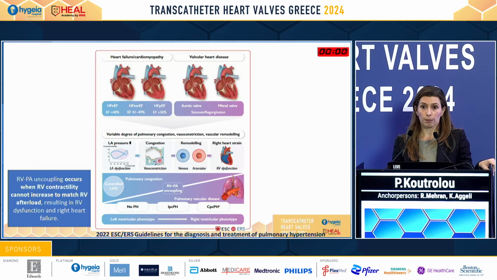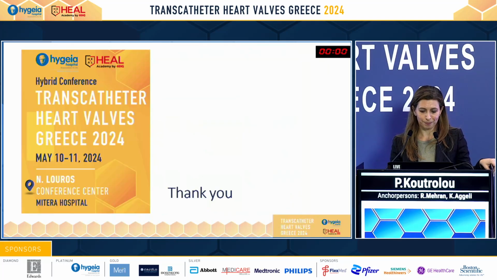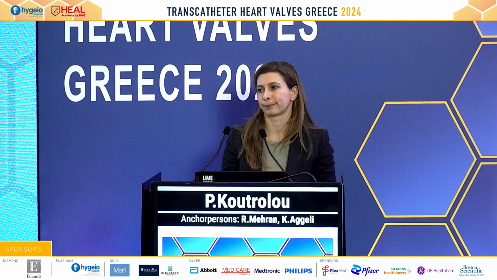So important things to remember and account for when we are having a patient in front of us. Based on the recent guidelines, we cannot use TR velocity anymore. We cannot use a number that PASP gives us. We need to use a lot of things that the echo gives us in order to evaluate the RV systolic function and the PASP. Thank you so much for your time.